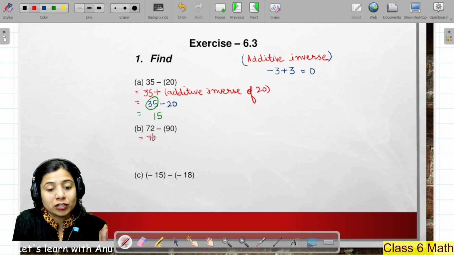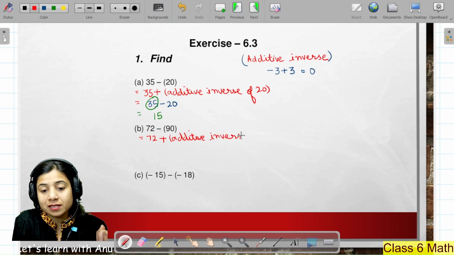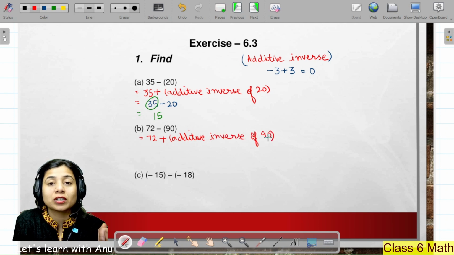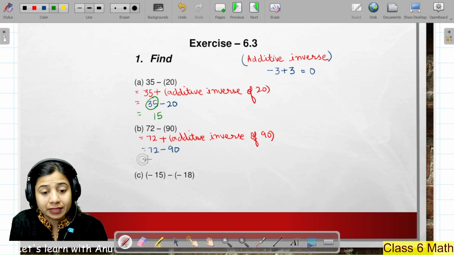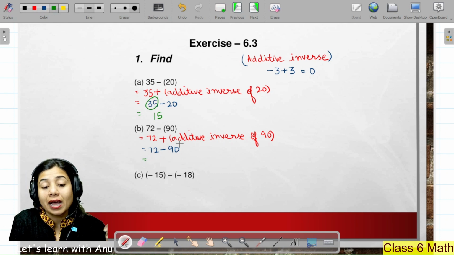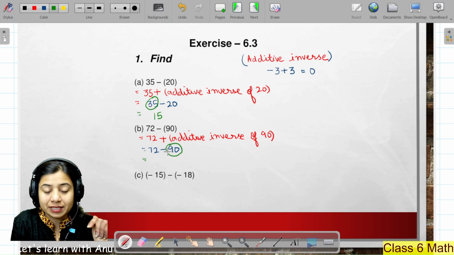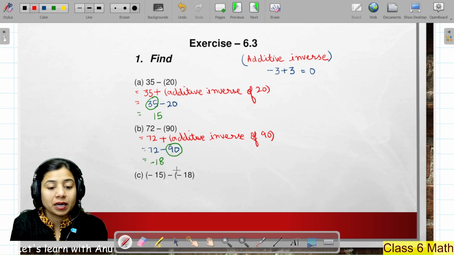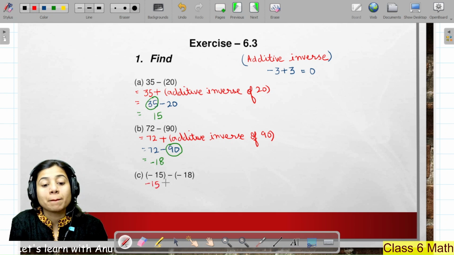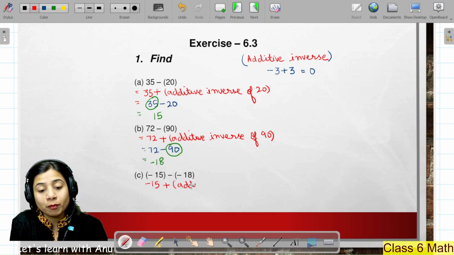Moving to B part, 72 minus 90. So it is 72 plus additive inverse of 90. So what is additive inverse of 90 class? It's positive number, so additive inverse will be minus 90. So it's 72 minus 90. Now regular method, that opposite sign subtraction is happening and sign will come of bigger number, that is 90. So 90 minus 72 is 18 and sign is coming of number 90. So it's minus 18.